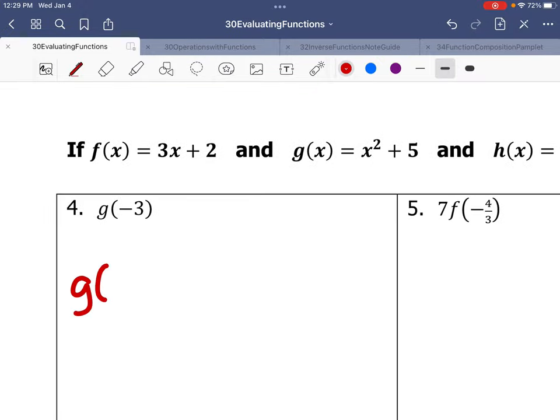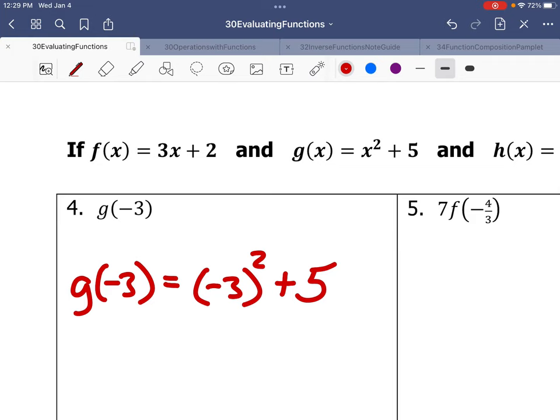G of 3, or G of -3. Plug in -3 to the G equation. Square it very carefully. It's always positive. So you get 14.